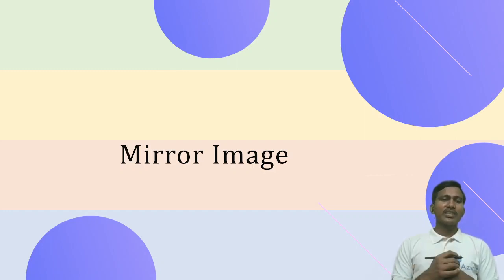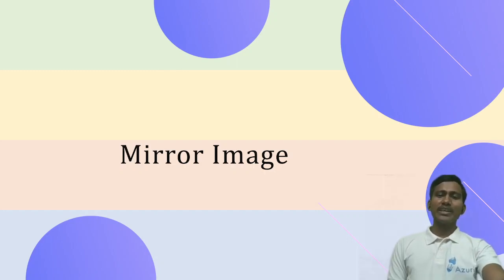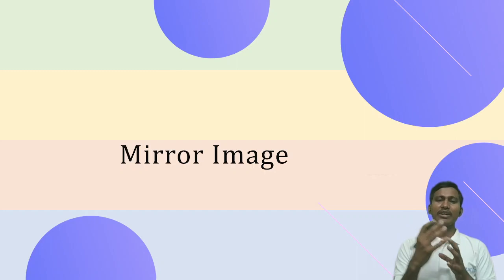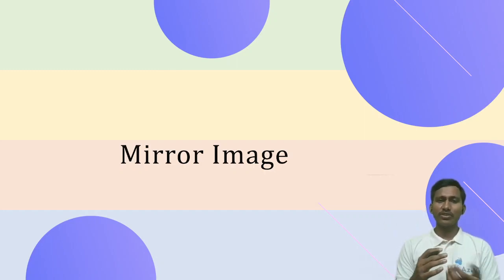So today's topic is mirror image from mental ability. So let us start the class. Okay, so mirror image means, what is the meaning? That is the image which forms inside the mirror when it is placed in front of a figure. Okay, that is the reflection.